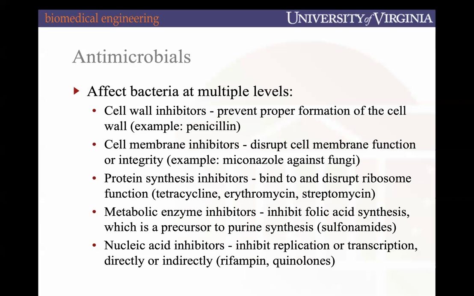There are specific antibiotics that target the machinery of protein synthesis that is unique to bacteria. We have streptomycin, erythromycin, and tetracycline. Key metabolic enzymes that are unique to bacteria can also be targeted, for example by sulfonamides. And then finally, nucleic acid inhibitors that can inhibit replication. We're going to focus on these, and look at targeting transcription as well.